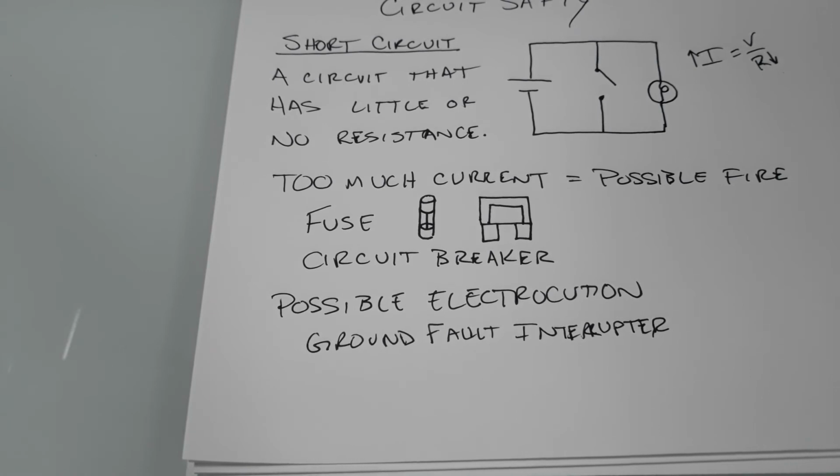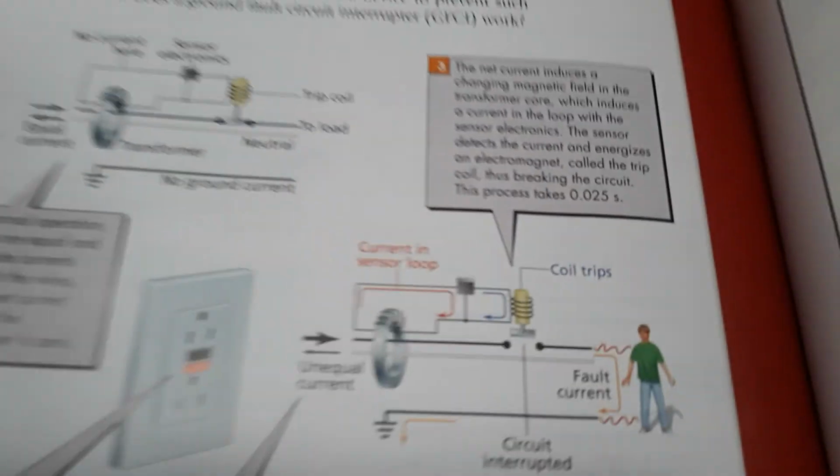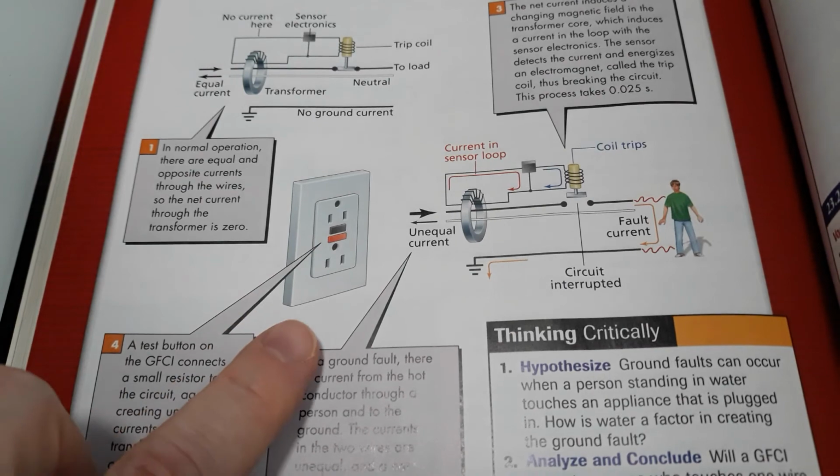So let me show you a picture in case you're not sure what I'm talking about. I don't know why I closed this book. I meant to show you this picture. So there it is. That's the ground fault interrupter.